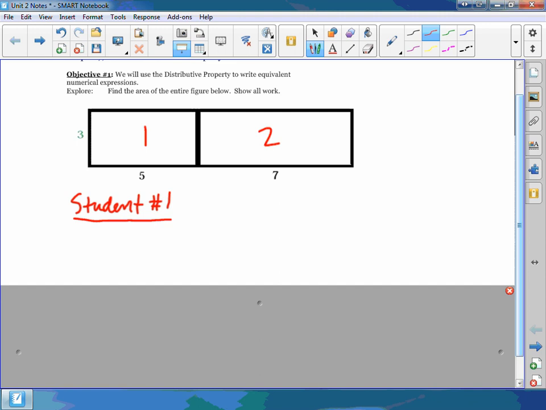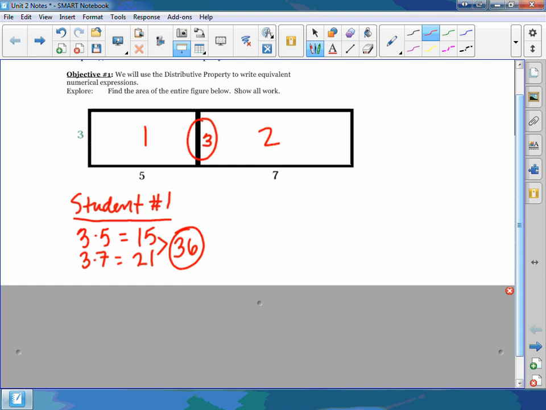Rectangle 1, 3 times 5 is 15. Rectangle 2, granted there's a missing distance right here, but you know the properties of a rectangle, so this value would just be 3 as well. So we would have 3 times 7, and that's 21, and then you add your two together, and you come up with an area of 36 square units. Some of you probably did it that way.